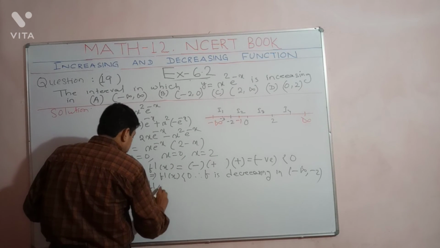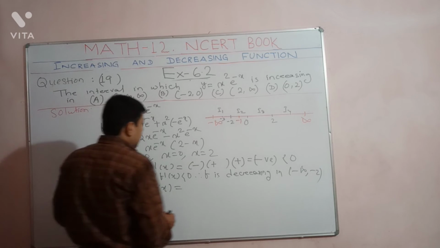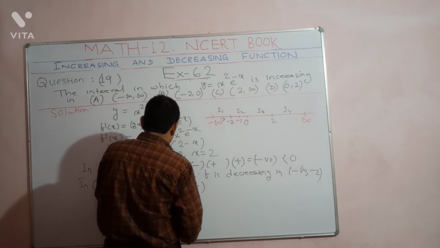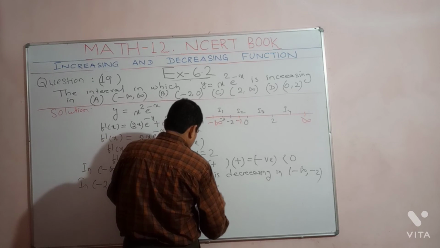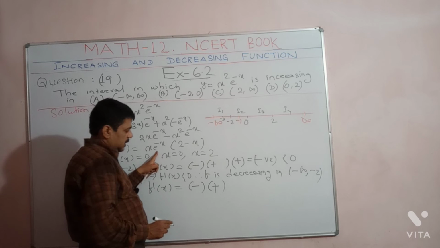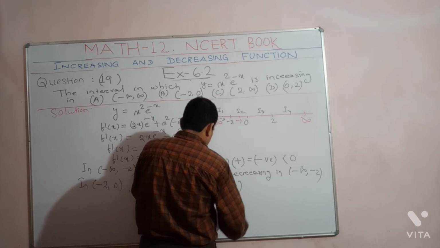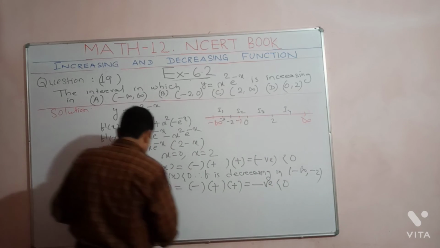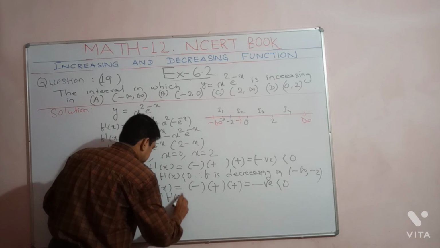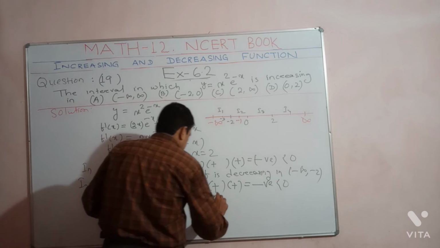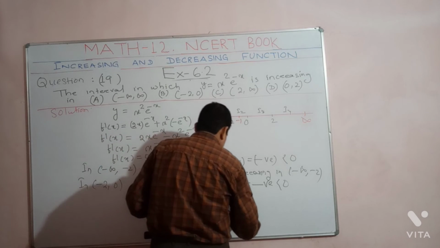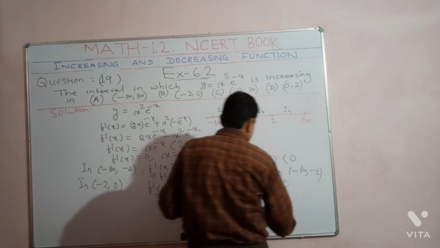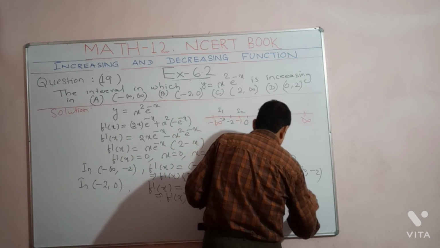Now you see f dash x. What is f dash x? Here, if x is equal to minus 1, then x will be negative, and e to the power minus x will be positive, and here minus 1 will also be positive. So the resulting value is negative, which means less than 0. That implies f dash x is less than 0. Hence f is a decreasing function in the interval minus 2 to 0.